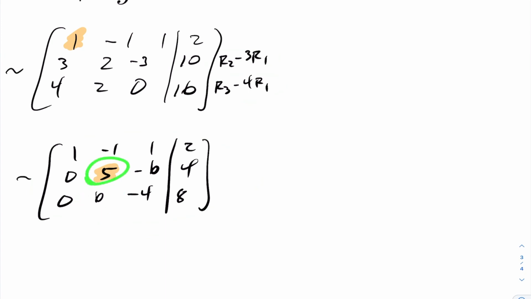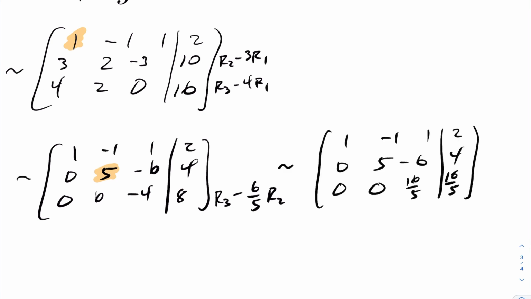We have now our anchor of 5. So to do that, we're going to have to take row 3 minus, and this time it'll be a little more complicated. We'll have to take 6/5 row 2. Performing that calculation, we get the following. We end up getting here, for both entries, come out to be 16 over 5 and 16 over 5.